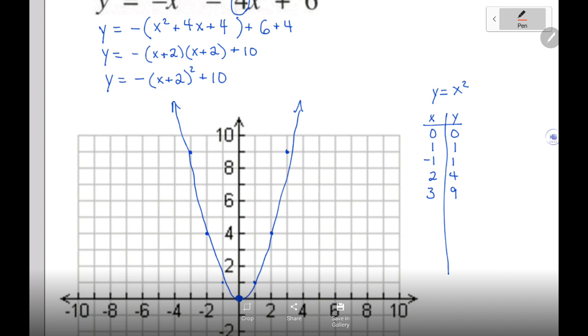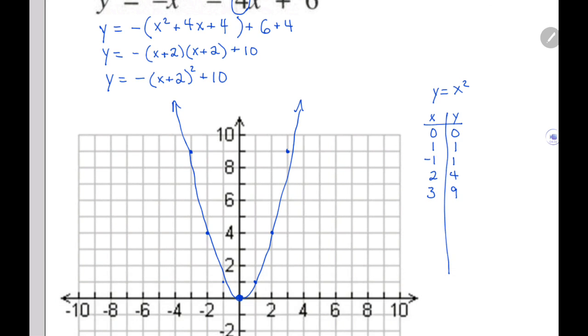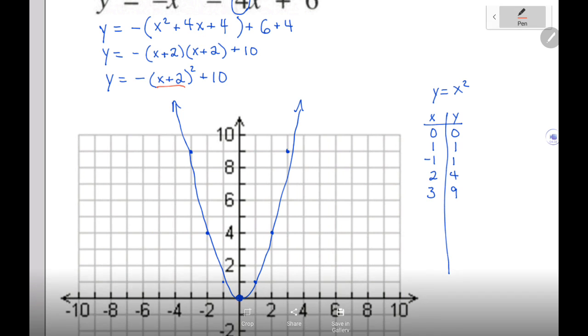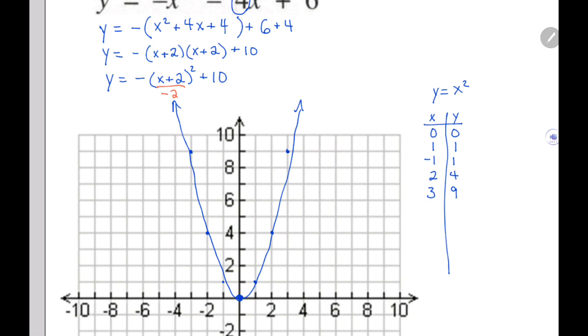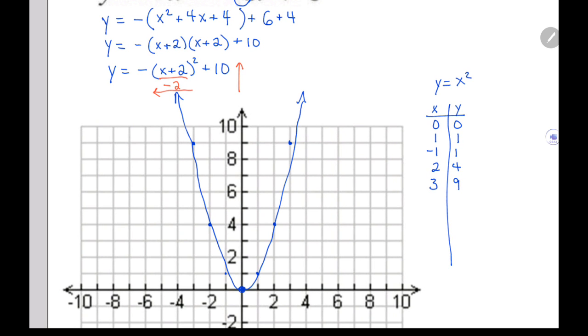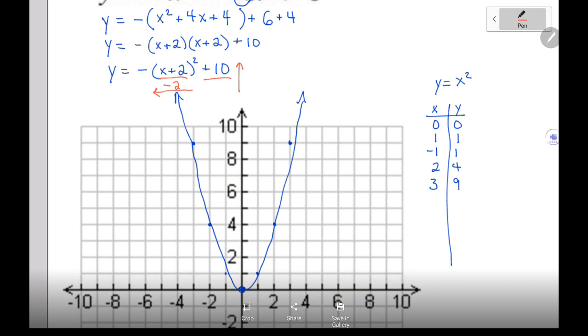Okay, so the question is, we know we're going to shift this around, and we have x plus 2. So which way do you suppose that gets shifted? Well, you might think it's to the right, but inside the parentheses it's kind of backwards. So we're going to shift it 2 places to the left, and we're going to shift it 10 places up, because this doesn't lie to us. That's saying plus 10. It's going up.